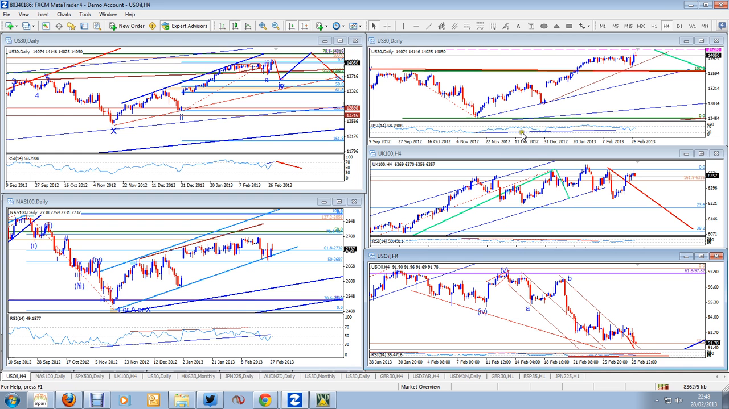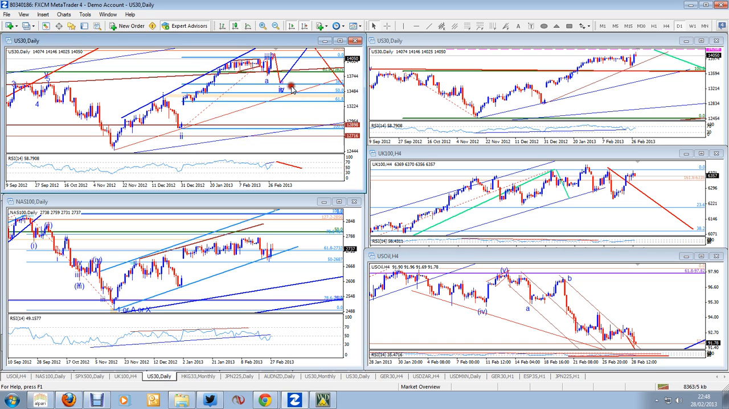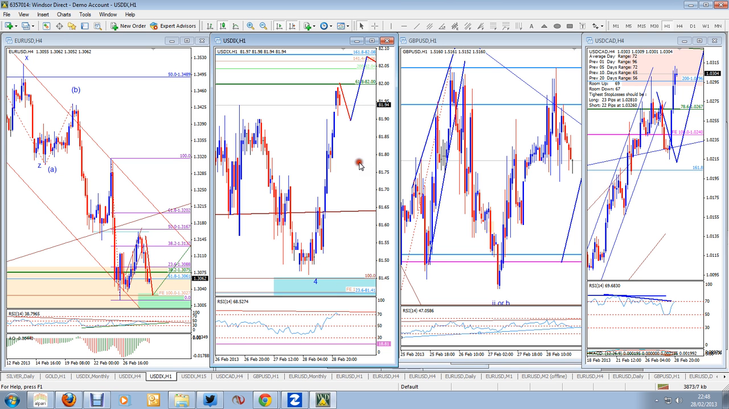And I think if the index sells off sharply tomorrow, that will probably also get oil to come down a bit more. And then we'll look at the dollar index to see what that one is doing.